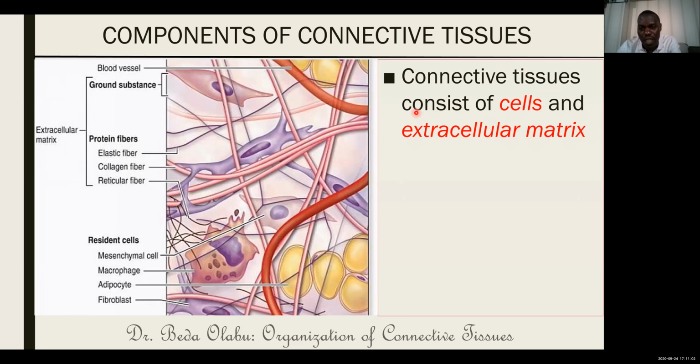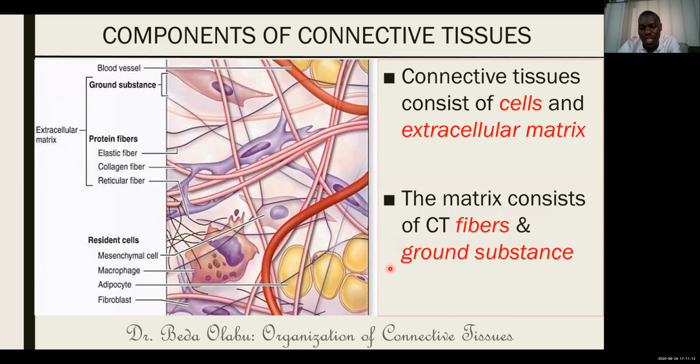The extracellular matrix of connective tissues contains two things. This is what we call the ground substance, which is a gel that holds the cells together, like this one. It's a gel that holds the cells together. The other thing within the matrix is what we call connective tissue fibers. There are two types of connective tissue fibers. These fibers are usually proteins anyway.